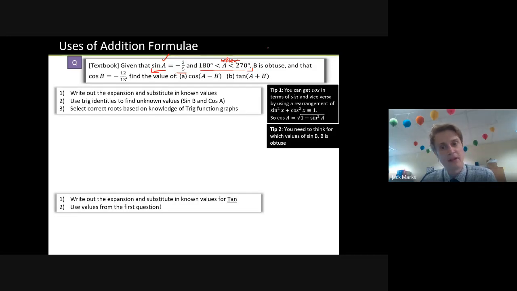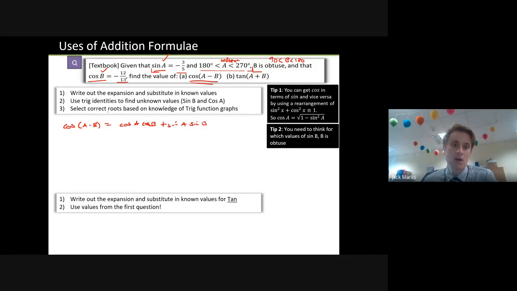B, this is a different angle. B is obtuse. In other words, B is between 90 and 180. So it's the same sort of thing again. B is obtuse, and cos B, okay, so they're telling me another value here. What do they want? They want cos of A minus B. So that seems like a good place to start because we know a rule about that. So cos of A minus B is equal to cos, sine, different sign. So cos A cos B plus sine A sine B.